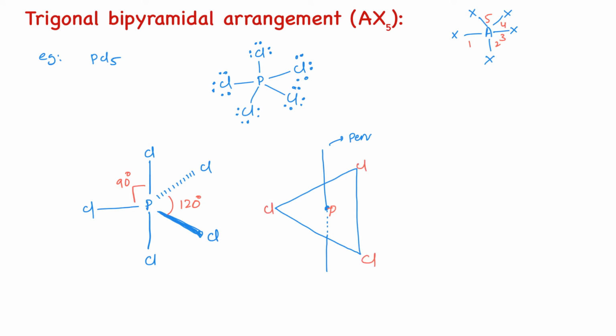Each of the 3 chlorine atoms are pointing towards 3 corners of an equilateral triangle, and the remaining 2 chlorine atoms point towards both the ends of the pencil that is perpendicular to the equilateral triangle. A few more examples of the molecule of type AX5 are SOCl4 and AsF5.